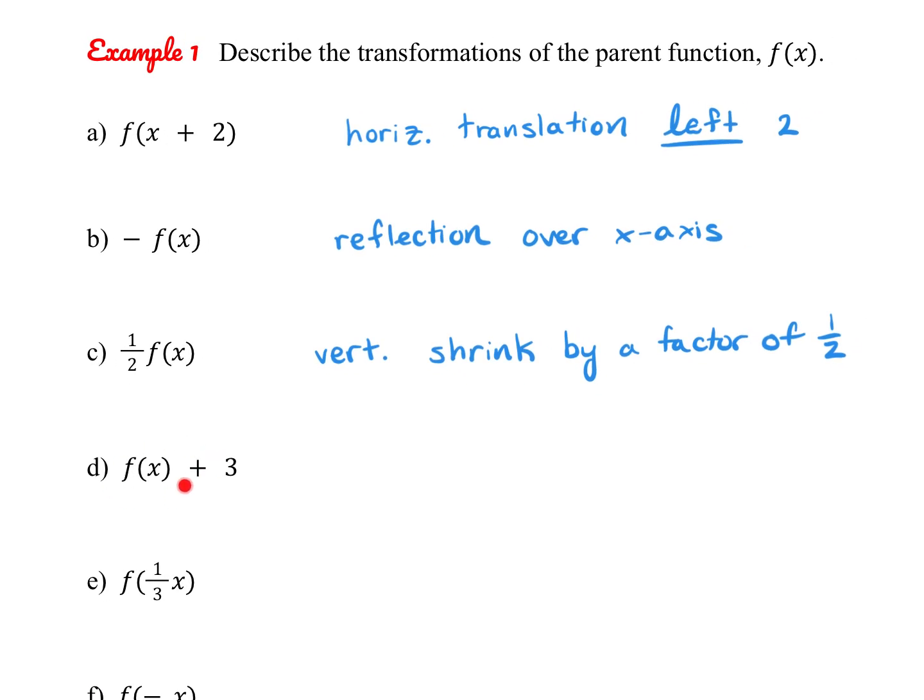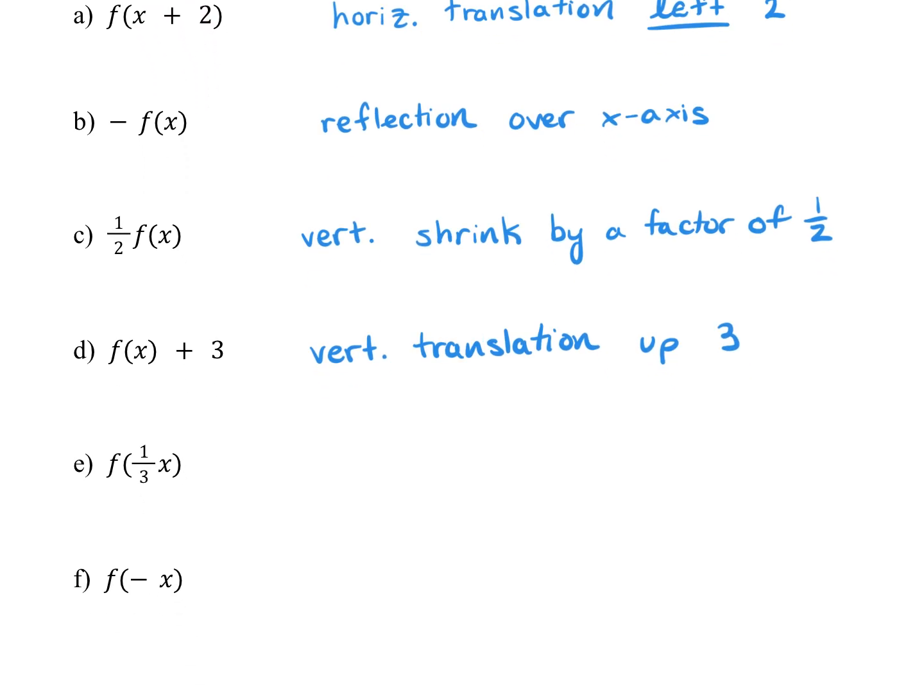All right, let's look at this next one. I'm adding or subtracting, so I know it's a translation. Now here, I'm doing it outside of my function. You'll see it's outside of the parentheses, so I know this is a vertical translation, and these types go in the exact direction that you see. If you add 3 outside, it's going to shift your graph up 3. So the opposite stuff only happens for horizontal translation.